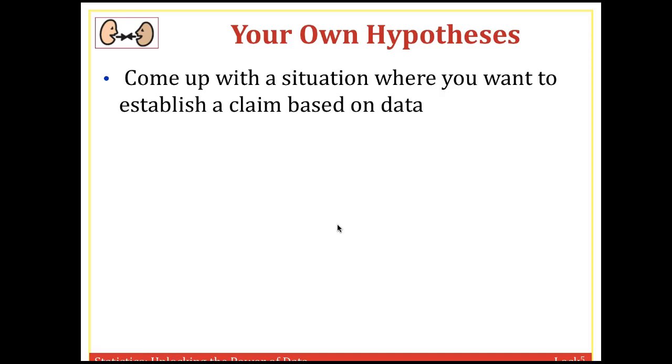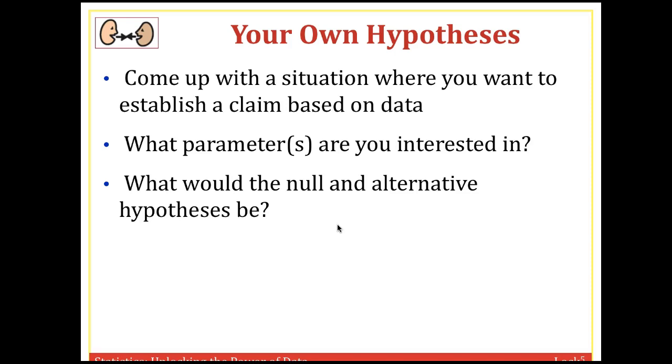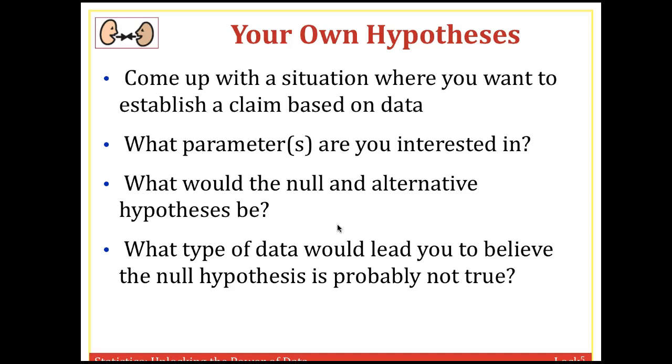All right, so if we were meeting in class, I'd have you come up with a situation where you want to establish a claim based on data. What parameters are you interested in? What would be the null and alternative hypotheses? And then what type of data would lead you to believe the null hypothesis is probably not true? Since this is a hybrid or possibly online class, we're not going to go through this right now. But we are going to go through this in terms of the group project or possibly some online content.